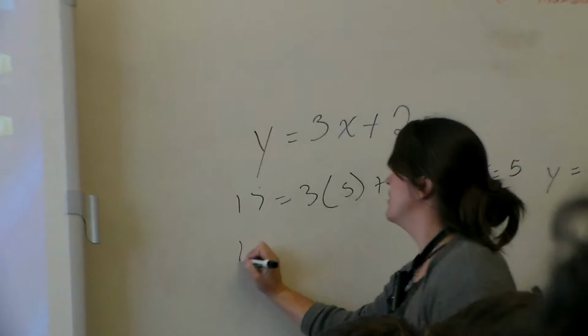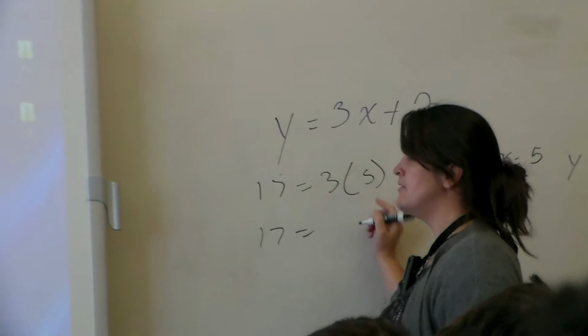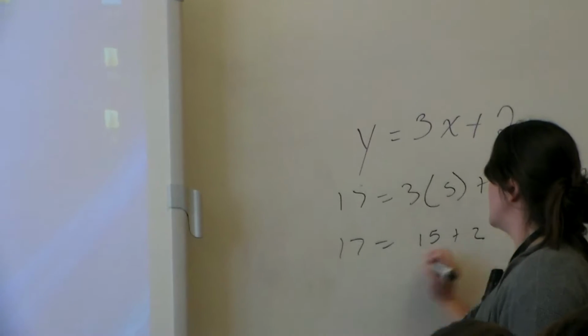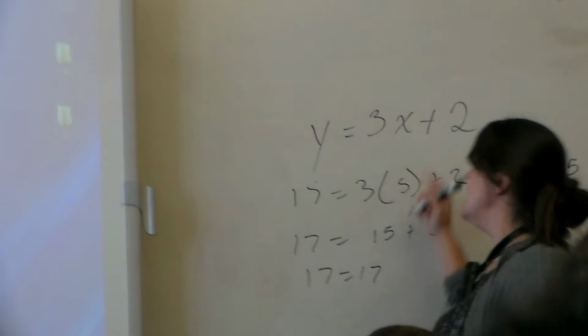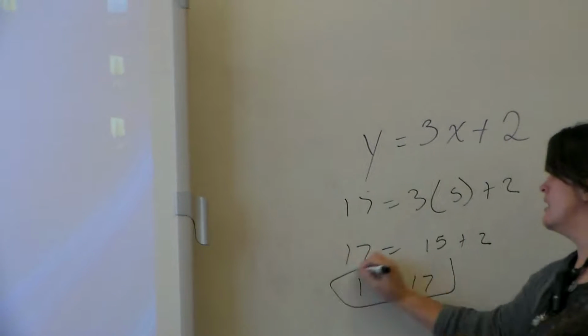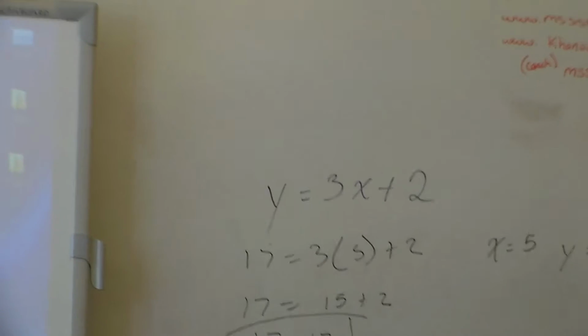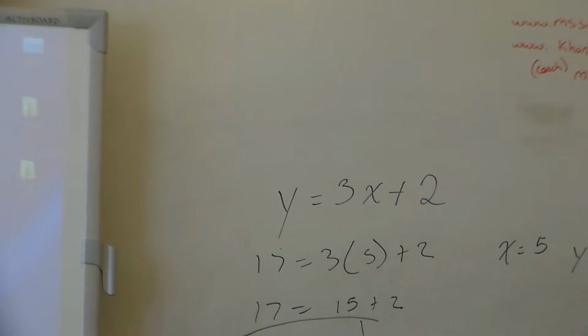So let's check it out. 3 times 5? 15. Plus 2? 17. If this doesn't happen, then that means I made a mistake somewhere in my calculations. So if something is correct, it should equal the same thing. It should always be true, okay?